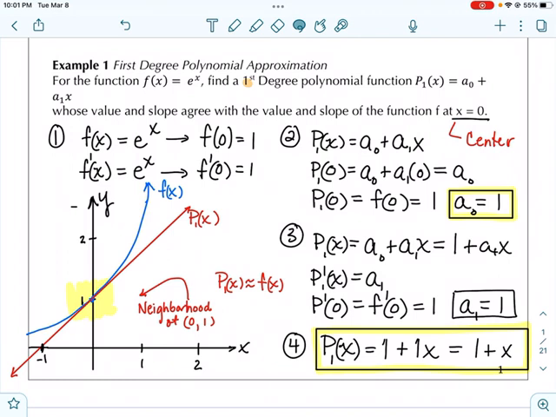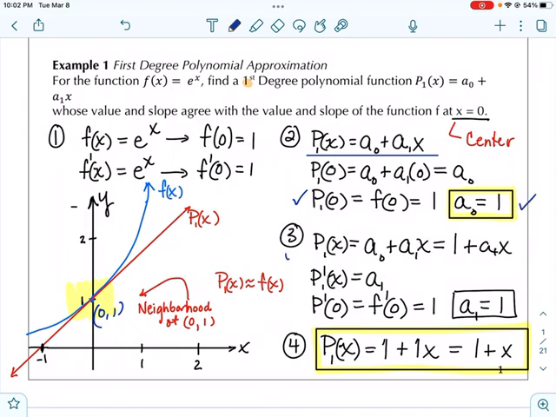So I'm going to say f of x is e to the x, so f of 0 is 1. So f prime of x is the slope, and that's also e to the x. So we want f prime of 0 to also be equal to 1. So you can see in step 2, we take the function, and remember, we want this function to pass through 0, 1. So we take our form for the linear function, a sub 0 plus a sub 1 x, and we say p of 0 is going to equal a sub 0. And since we want p of 0 to equal f of 0, which is 1, then that means that a sub 0 must be equal to 1.